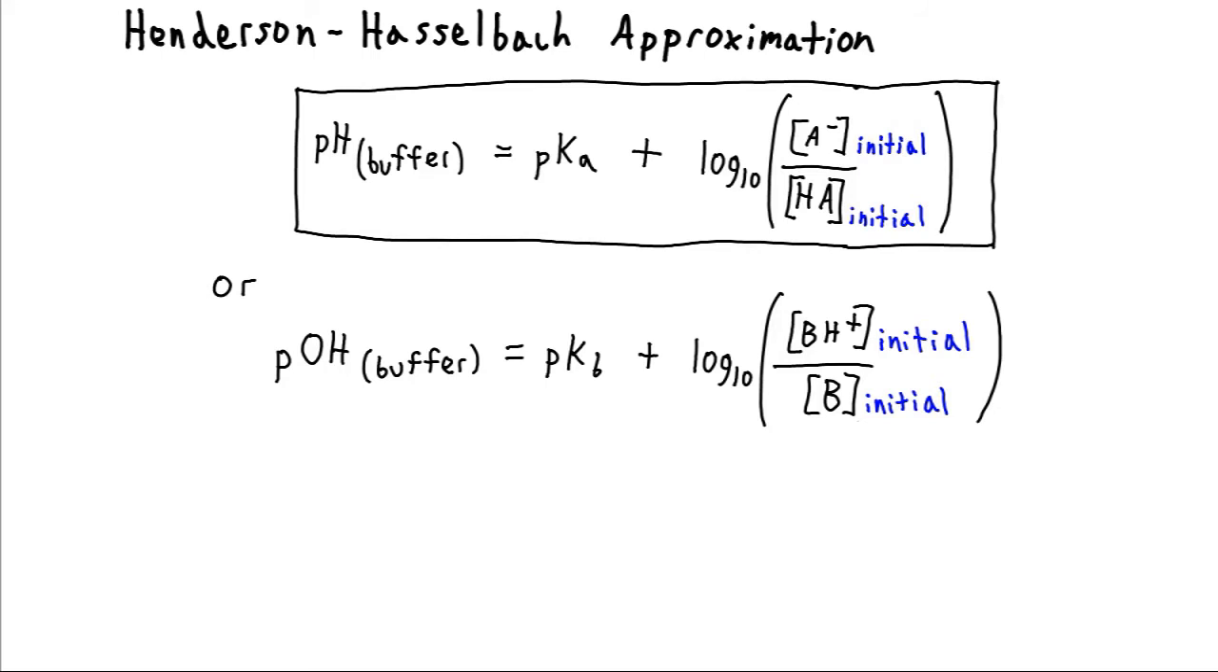And here I've also given you this expression if you want it for pOH. So that's just equal to the pKb plus log base 10 of what will now be the acid concentration divided by the base concentration.